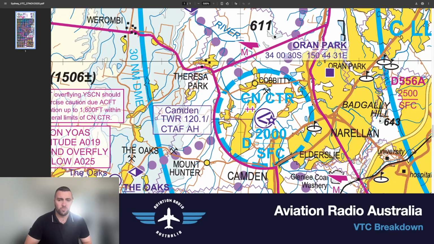What is on the bottom of the fraction is what we call the lower limit of our control zone, and SFC is short for surface. On the upper part of the fraction, it says 2000, meaning that Camden's control zone goes from the surface, or the ground, up to 2000 feet. If you were beyond that, you would not be in Camden's control zone. We'll talk momentarily about the two types of airspace that lie above Camden's control zone.